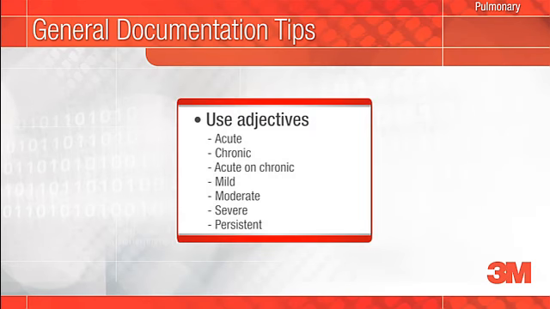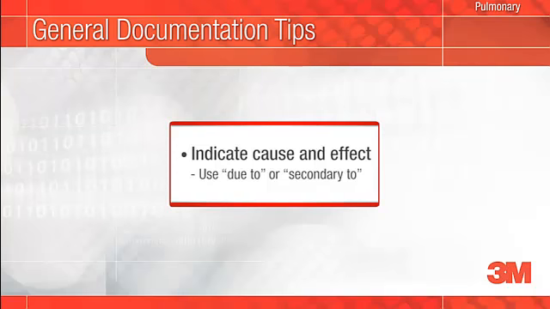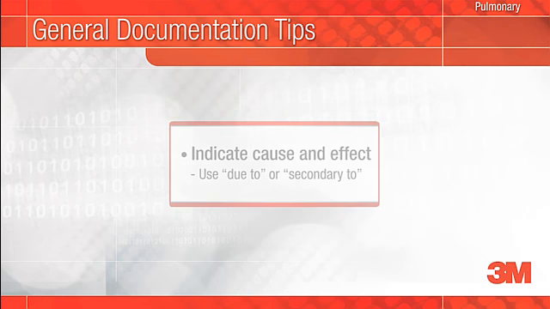Differentiate in your notes whether or not a condition is acute, chronic, or acute on chronic whenever appropriate. For example, write acute on chronic respiratory failure instead of respiratory failure. Use due to or secondary to indicate cause and effect and to record all conditions the patient may have, such as acute systolic heart failure due to or secondary to hypertension.